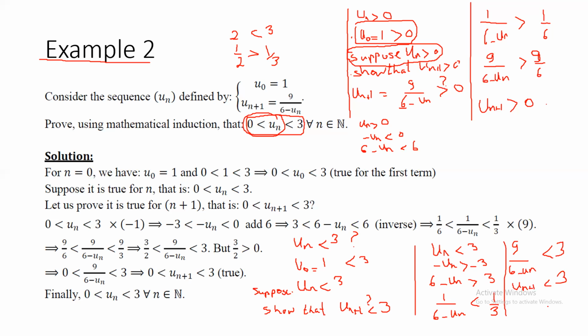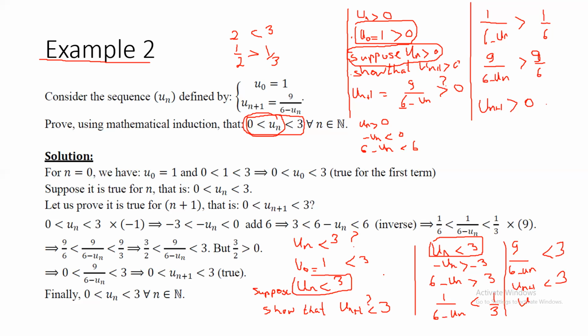Professor, un plus 1 is less than 3, then so un is less than 3? I need to prove it by mathematical induction. I have to prove first that un is less than 3. The mathematical induction to prove this relation is true has 3 steps.